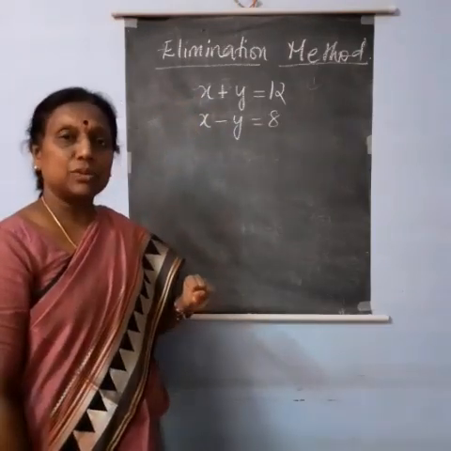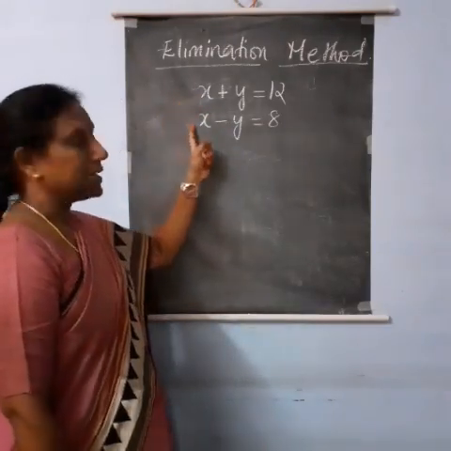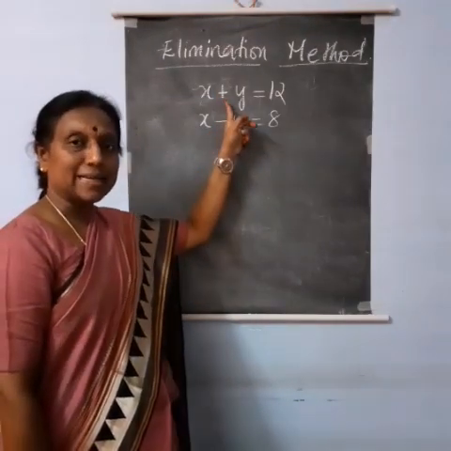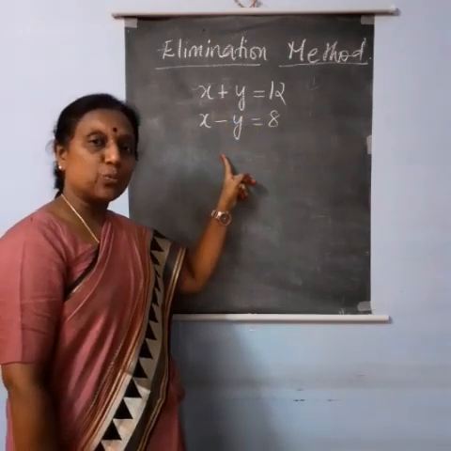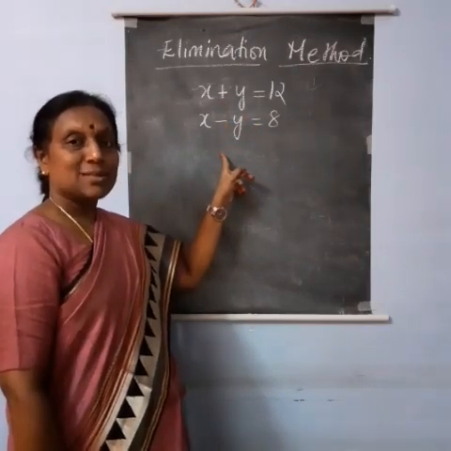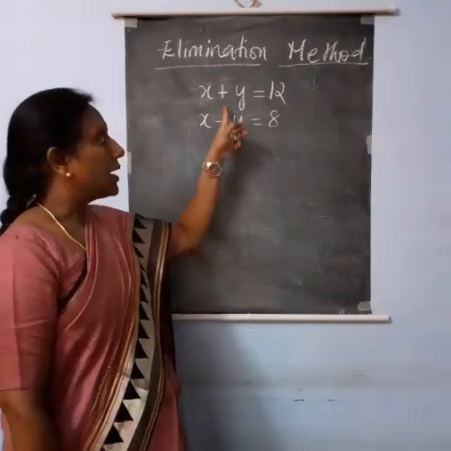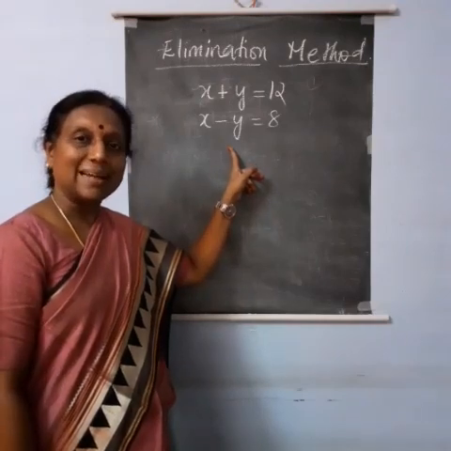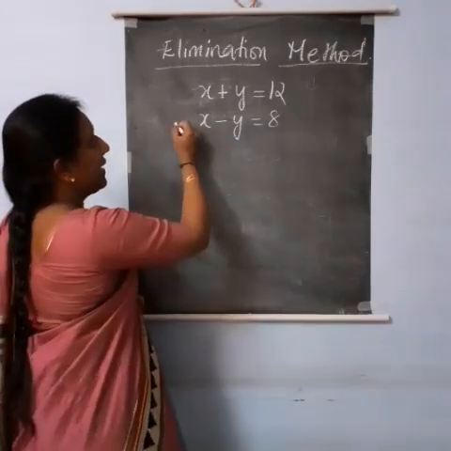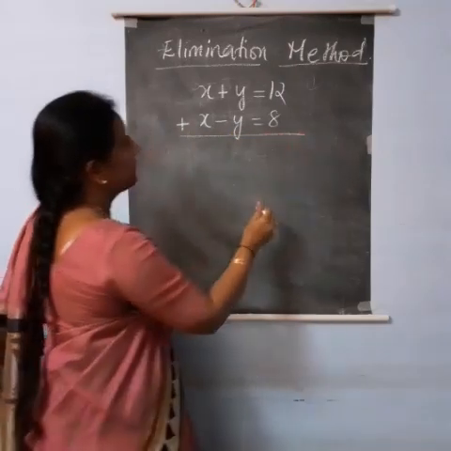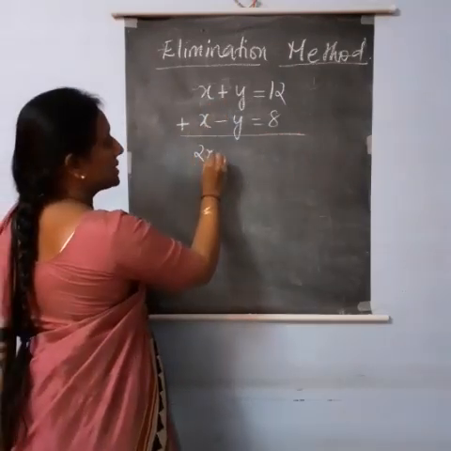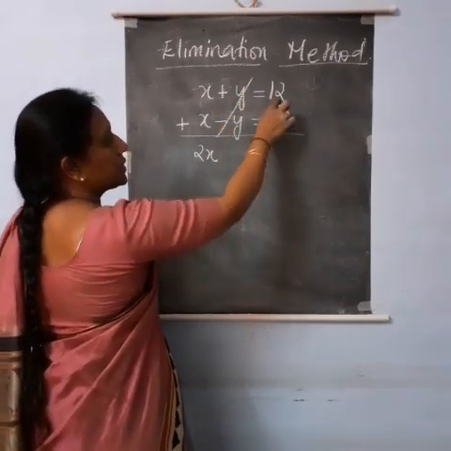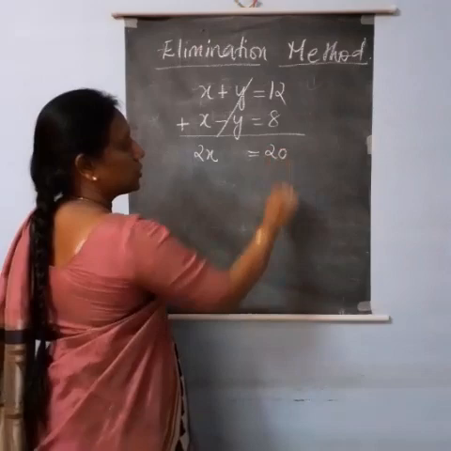So if I add both the equations, what will I get? 1 plus 1 equal to 2. Here if I take the coefficient of y, it is plus 1, and the coefficient of y in this case is minus 1. So if I add both the equations, 1 minus 1 will become 0. So I think we can go in for adding both the equations. So if I add both the equations, what will happen? x plus x will become 2x. 1y minus y will cancel out, is equal to 12 plus 8 equal to 20.